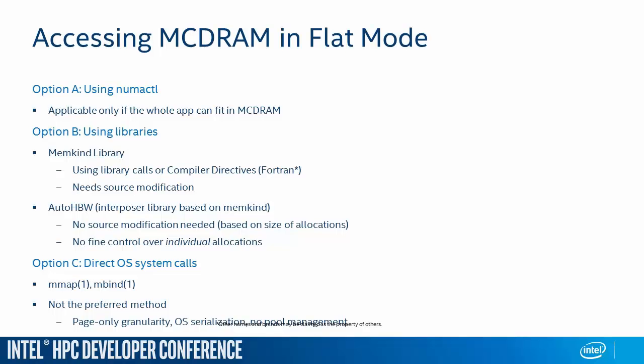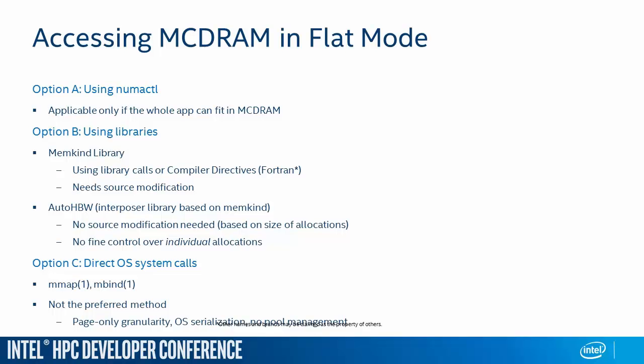There's also an autohbw library, which is available when you build from source of the Memkind library. This enables you to use environment variables to select a range of sizes that, when allocated from the heap, will end up in MCDRAM. For instance, you could give a lower bound of, I don't know, a megabyte and an upper bound of a gigabyte, and any allocation that is made between those two ranges will end up being allocated in MCDRAM through interposition on the malloc and calloc and other ISOC allocation APIs.